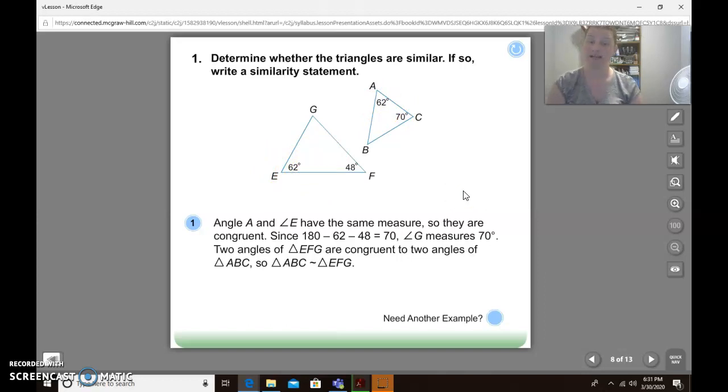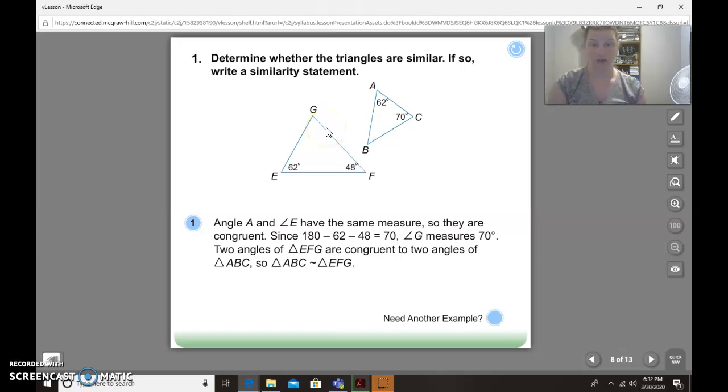Since 180 minus 62 minus 48 equals 70, because we remember I proved to you, I broke the corners off of the triangle, I think I did that for you guys, to show that it makes a straight line. So all triangles equal 180 degrees. So you can subtract the two angles from 180 degrees to find the missing angle. So since 180 minus 62 minus 48 is equal to 70, and here you've got 62 and 70, then this has to be 48 and this has to be 70.